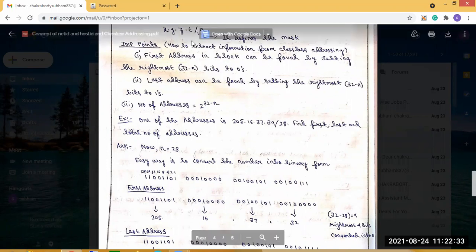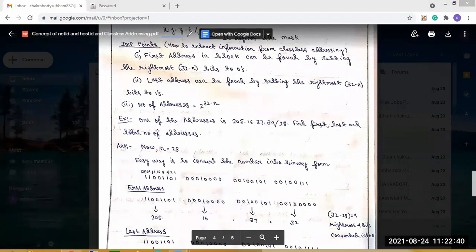Now, if you remember the general format, x.y.z.t/n. So according to this general format, if we compare, then n is what? N is 28. According to the general format, n is the mask, this defines the mask. So here we have written that n equals 28.